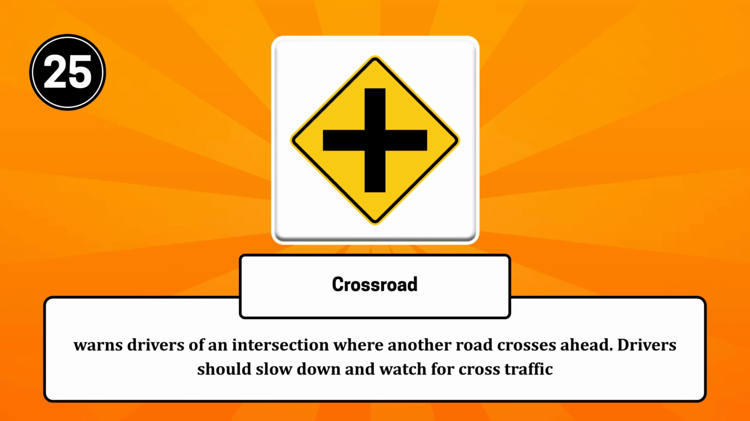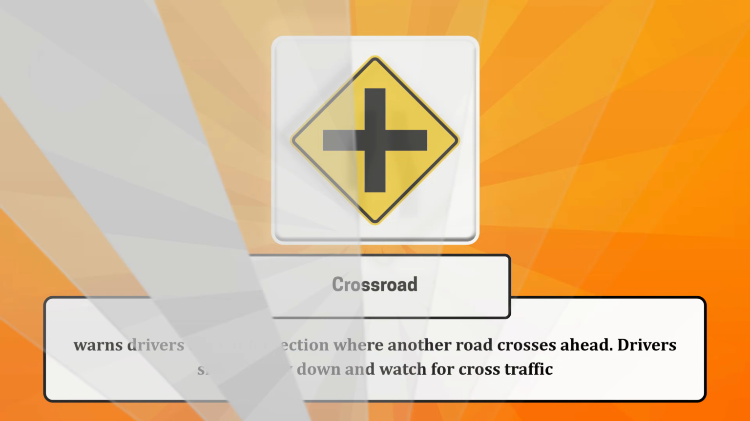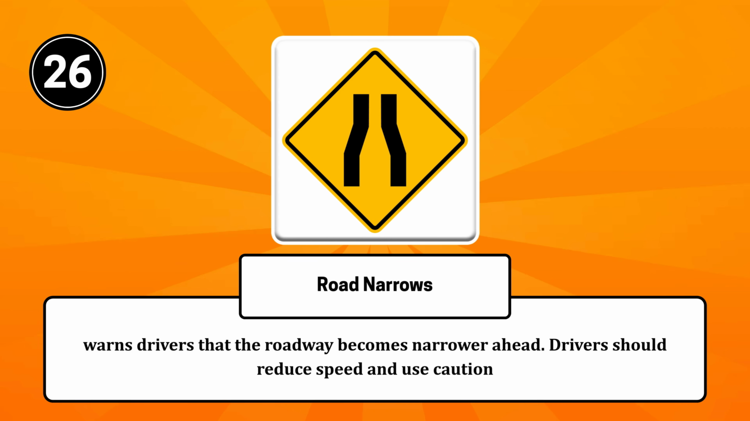The crossroad sign warns drivers of an intersection where another road crosses ahead. Drivers should slow down and watch for cross traffic. The road narrow sign warns drivers that the roadway becomes narrower ahead. Drivers should reduce speed and use caution.